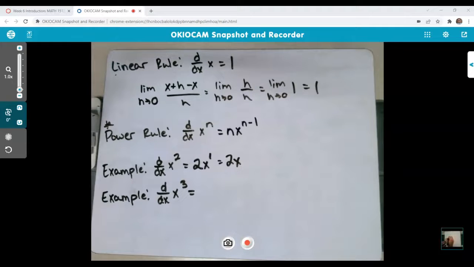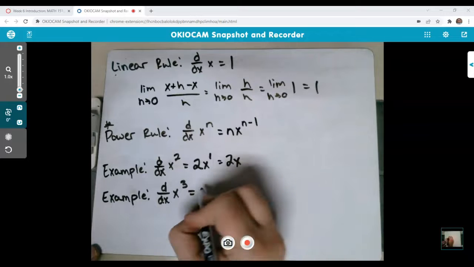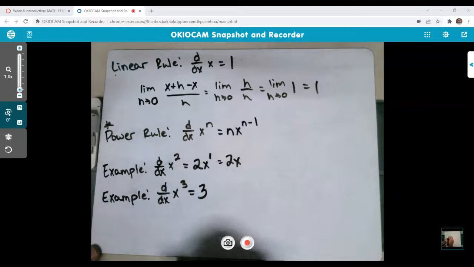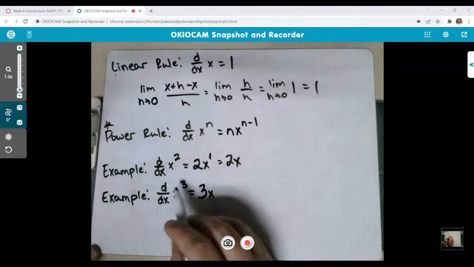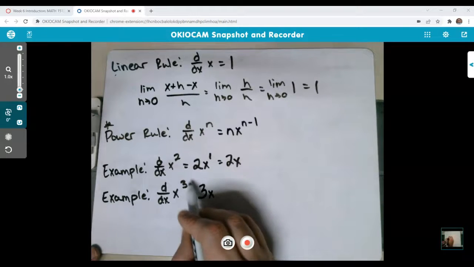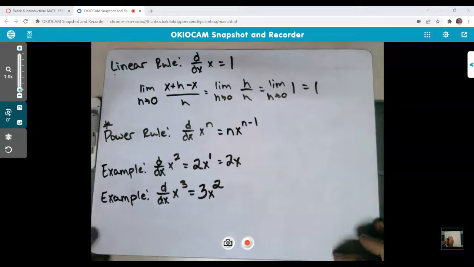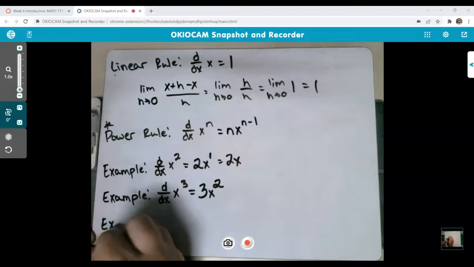The derivative of x to the third. Again, I have x to a power, so I can just bring this power down to the front. So that's going to be 3. And then it's going to be x to the power of 1 less of what I already had. I already had a 3, so go down by 1, and that's 3x squared. So the derivative of x to the third is equal to 3x squared. Very nice, very easy, very quick.